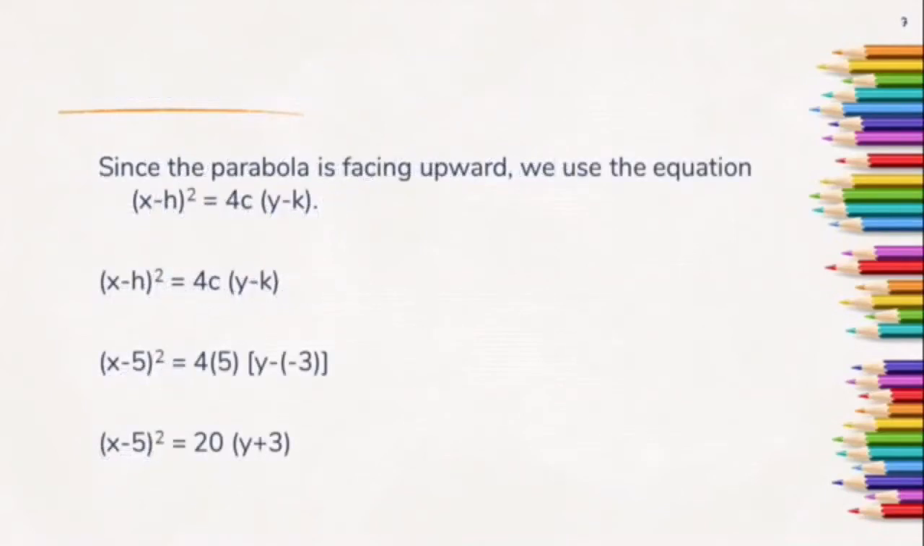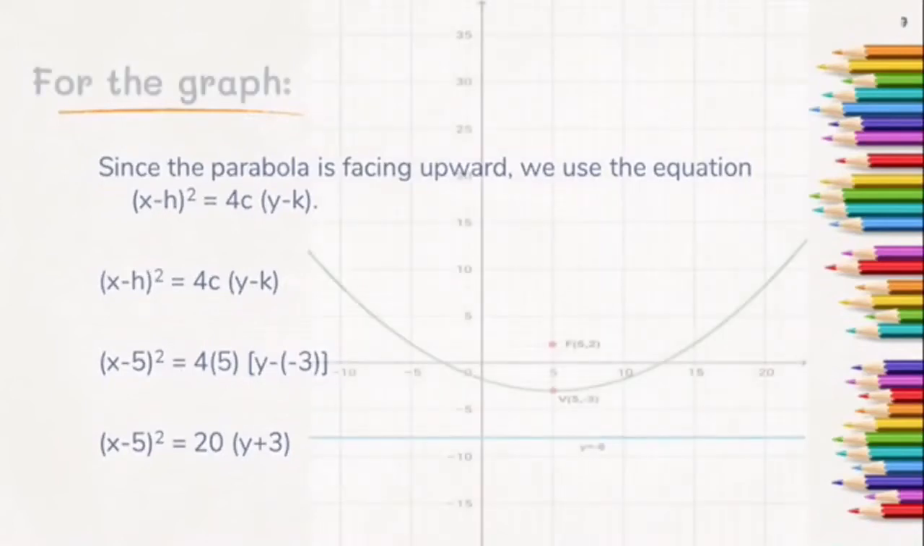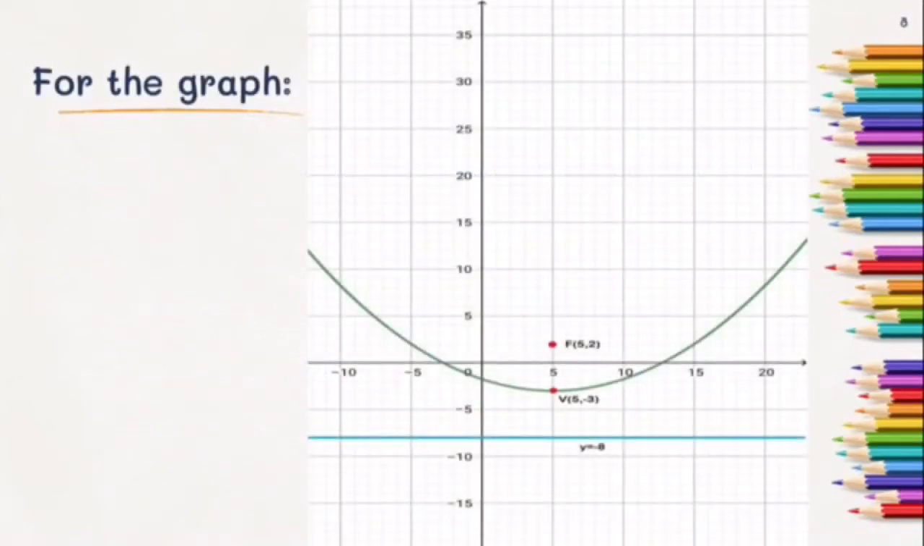Since the parabola is facing upward, we use the equation (x - h)^2 = 4c(y - k). We use the vertex point to substitute for h and k, and 5 for c. Then we solve it, and we got the answer (x - 5)^2 = 20(y + 3) for the standard equation. And for the graph, we plot the points. The vertex is (5, -3), the focus is (5, 2), and the directrix is y = -8.